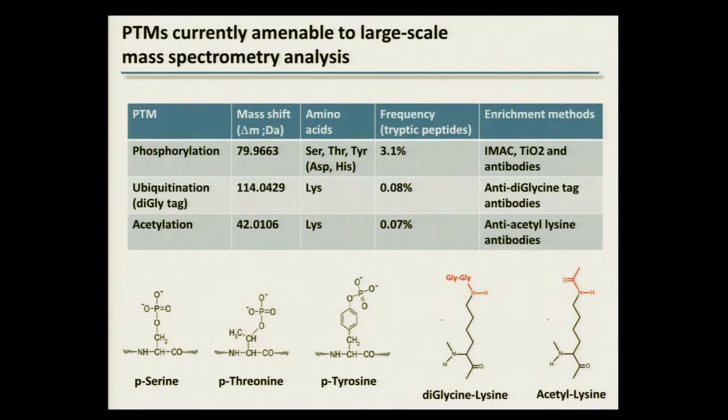And if you look now at the frequency in a tryptic proteome, in a protein sample that was digested with trypsin, you only see that about 3% of all peptides are phosphorylated, and less than 0.1% are ubiquitinated and acetylated. And therefore, you have to enrich for those modified peptides. Popular enrichment methods are IMAC and titanium dioxide and antibodies for phosphorylation, a quite recently developed anti-diglycine tag antibody for ubiquitination, and an anti-acetylation antibody for acetylation.